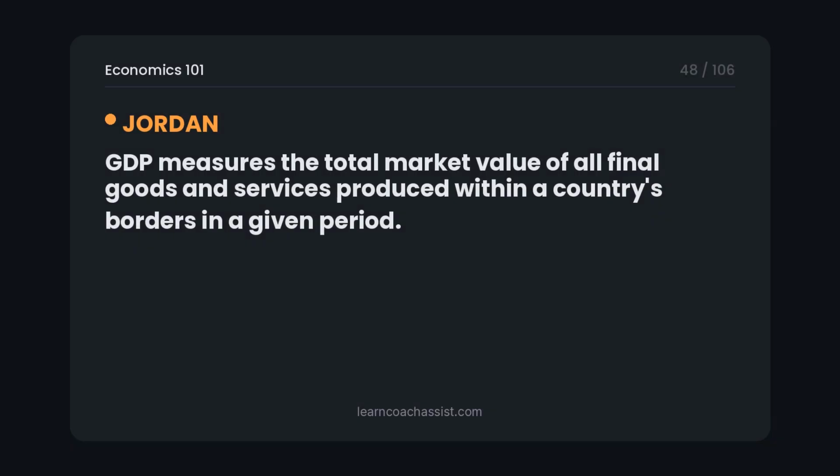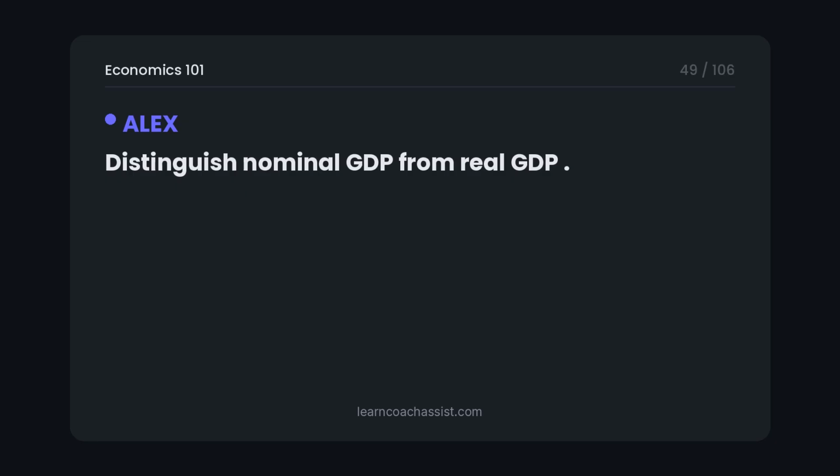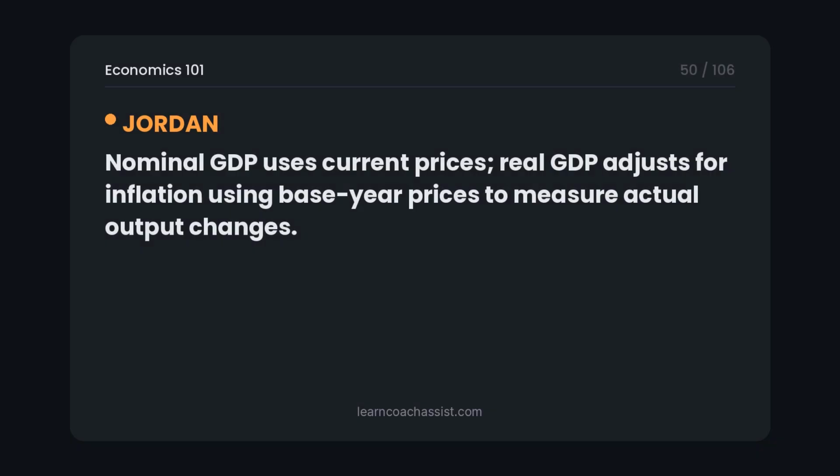GDP measures the total market value of all final goods and services produced within a country's borders in a given period. Distinguish nominal GDP from real GDP. Nominal GDP uses current prices, real GDP adjusts for inflation using base year prices to measure actual output changes.